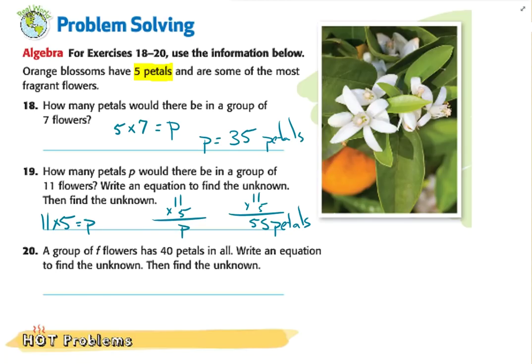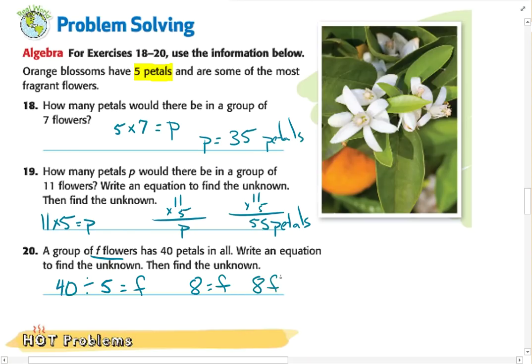And we'll look at a group of F flowers has 40 petals in all. Write an equation to find the unknown, right? So we have a group of 40 petals, right? So 40 divided by, and we remember we have 5 petals in each flower, so 40 divided by 5 equals F. We're looking for the number of flowers. See how we use the variable, the letter, to relate to what we're solving for? So 40 divided by 5 is 8, because 8 equals F, so we'd say that it has 8 flowers.